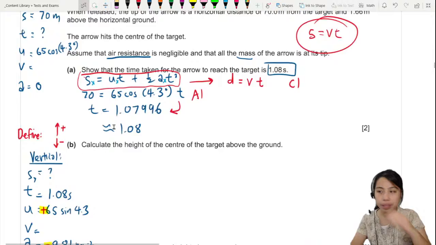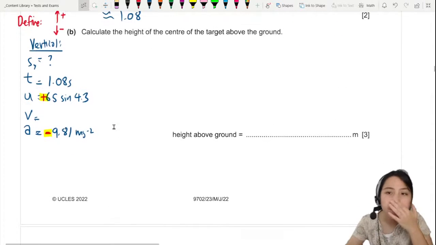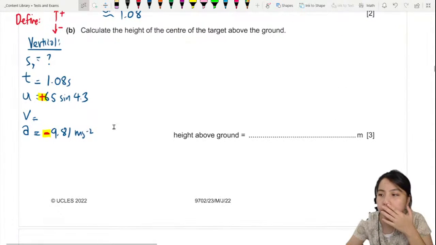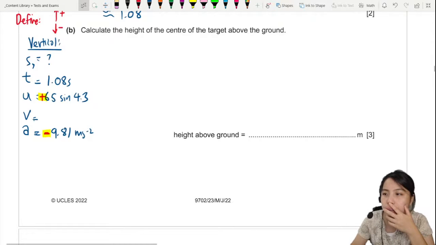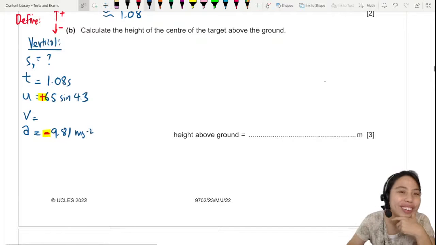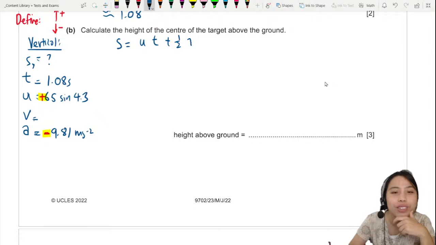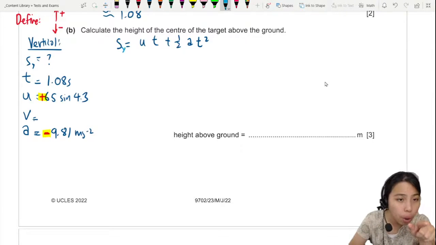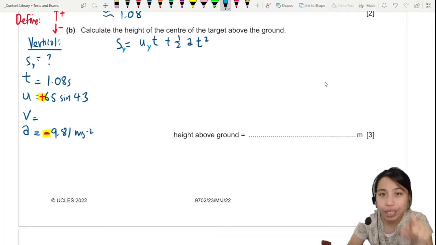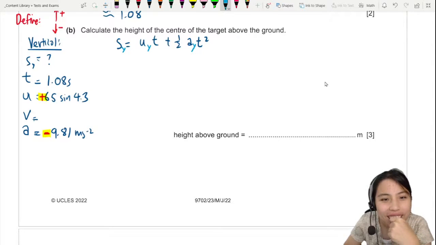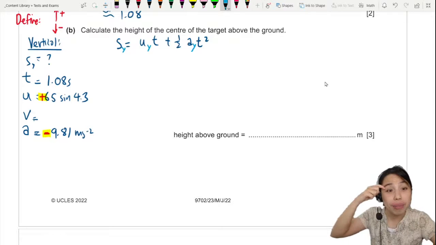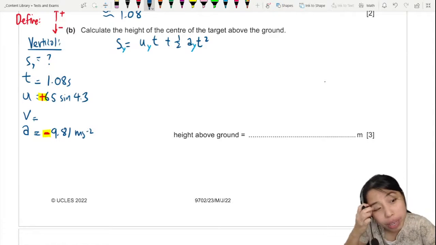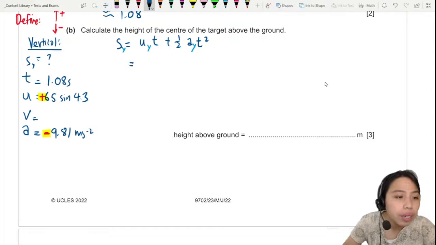Okay, now let's plug in. So what equation should we use? s equals, what do we have? s, t, u, and a. I think it's back to our old STUVA. s equals ut plus half at squared. So good job if you thought about this one. But to remind ourselves, we only use all the vertical components. So I write all these little y's over there. Okay, we want to find the displacement. So let's go.